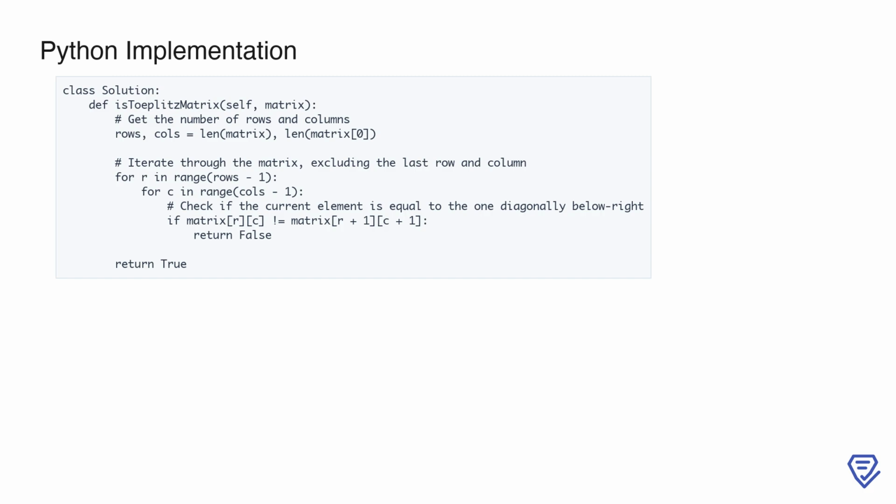If any such pair of elements is not equal, the function immediately returns false, indicating that the matrix is not Toeplitz. If the loops complete without finding any mismatched diagonal elements, the function returns true, confirming that the matrix is Toeplitz. This solution efficiently checks the Toeplitz condition in O(m * n) time, where m is the number of rows and n is the number of columns. The algorithm is straightforward and avoids unnecessary computations, making it suitable for large matrices.